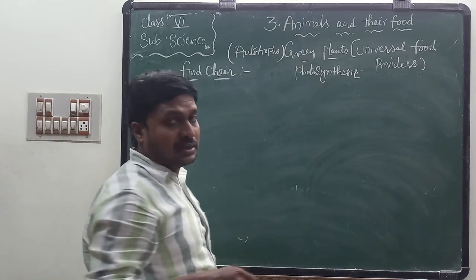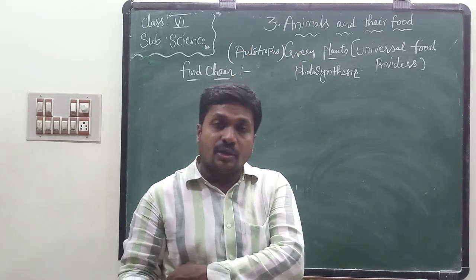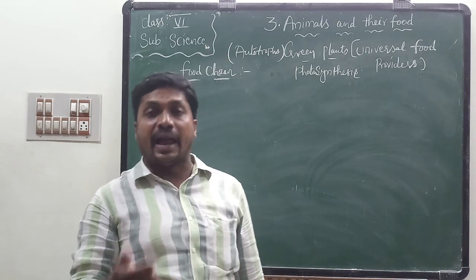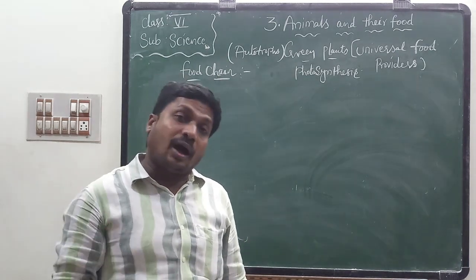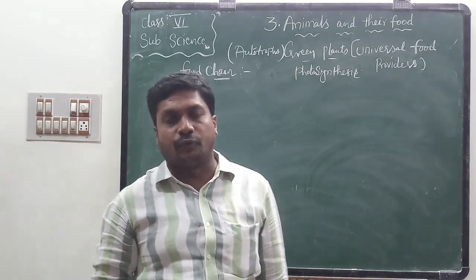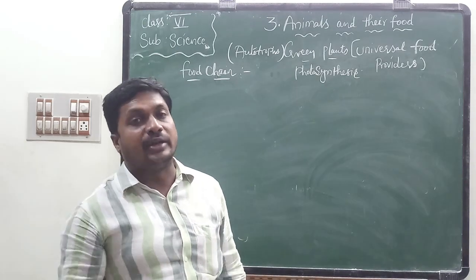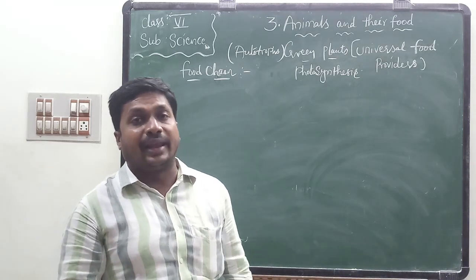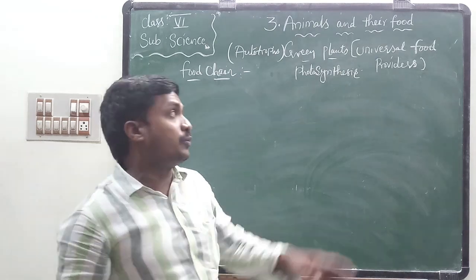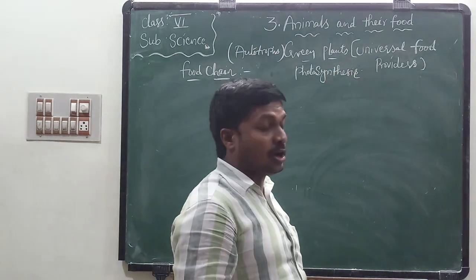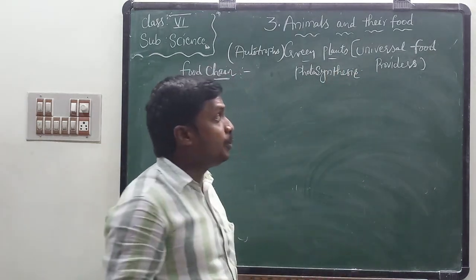We animals depend on plants. Sometimes we depend on animals, and those animals depend on plants for food. It means we indirectly depend on plants for food. We directly or indirectly depend on plants for food. That's why green plants are also called universal food providers.